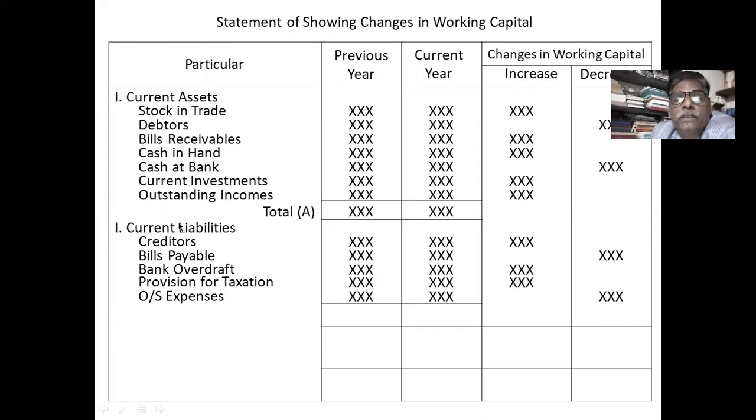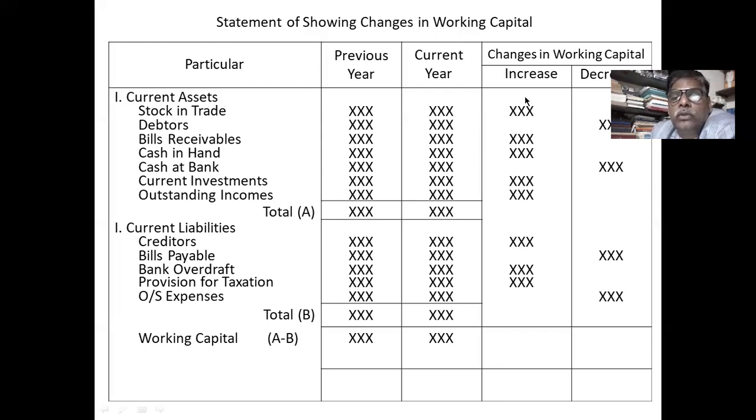Okay. In this way, you write all the current liabilities and take the total of current liability, first column, second column. Total B. Total B means total of current liability, previous year, current year. So thereafter, you take the difference. Working capital. Working capital means A minus B. A minus B of first column, A minus B of second column. It is nothing but working capital of previous year, working capital of current year.